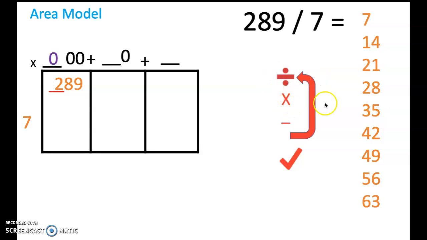So then we would multiply. 0 times 7 is 0. When you subtract, you still have 289. Now we'll move on to our next place value because we're ready to repeat.